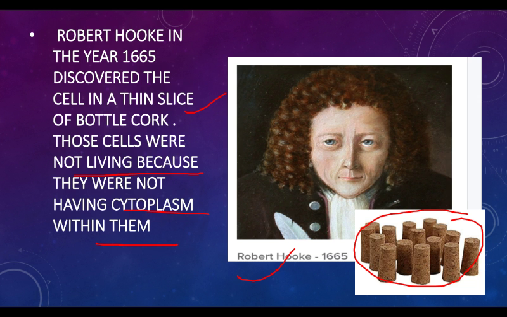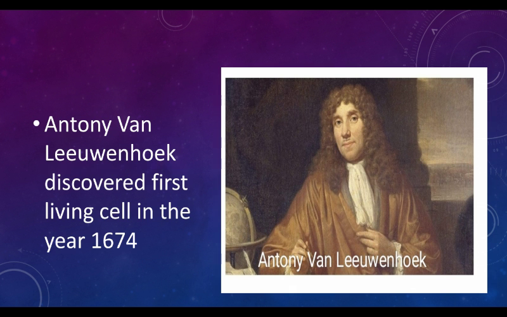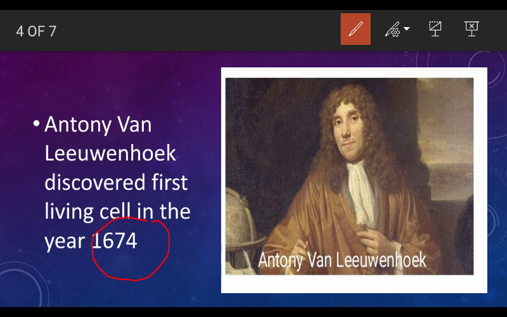Now the point is this, who discovered the living cell, right? So here Antony van Leeuwenhoek in the year 1674, he discovered a living cell by using his own microscope. He was a Dutch scientist and he used to make his own microscopes. By using those microscopes, he analyzed the first living cell himself, right? So he is known for the discovery of the first living cell in the year 1674.